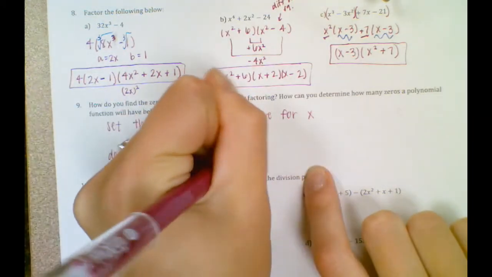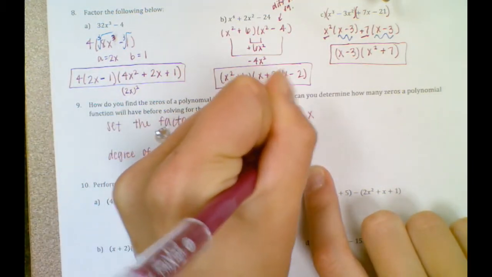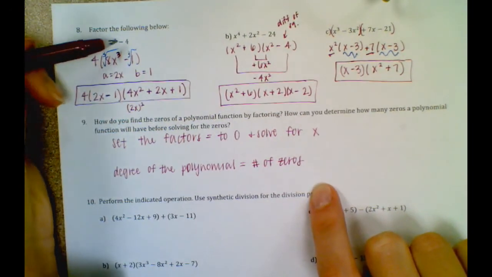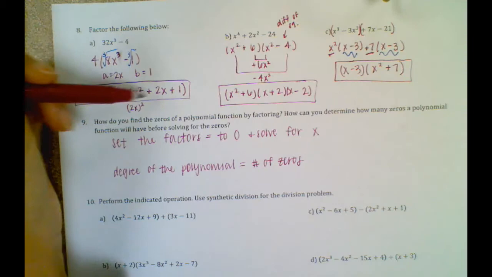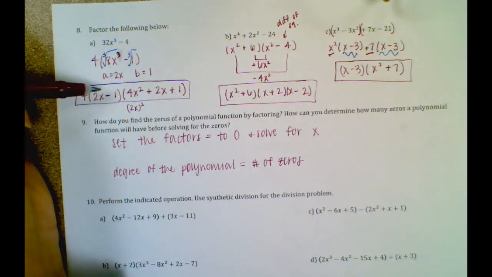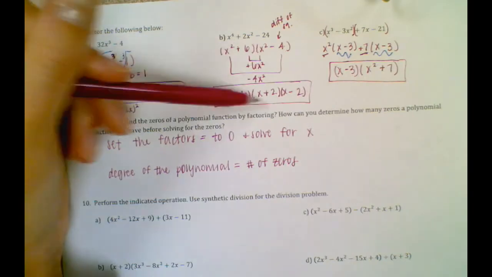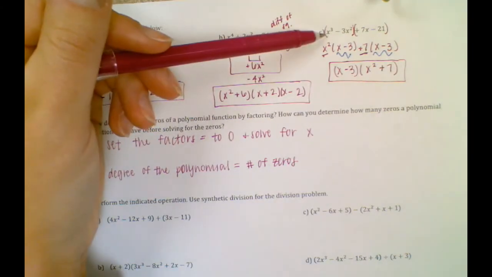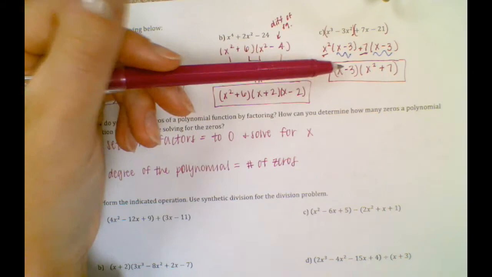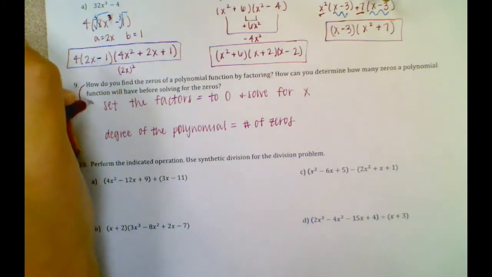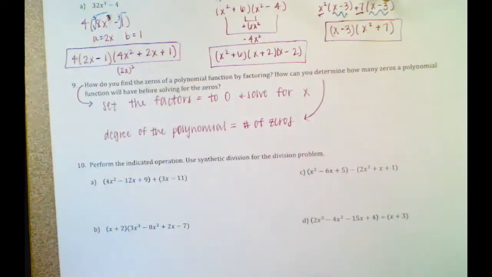equals the number of zeros. Okay, so like up on letter A, I have a degree of 3, so if I were to solve for x, I would get 3 x values, or 3 zeros. Okay, over here, I have a degree of 4, so I would get 4 answers. And over here, I have a degree of 3, and I would get 3 answers. Okay, that's what that kind of means there. So this went with that. This goes with that guy.